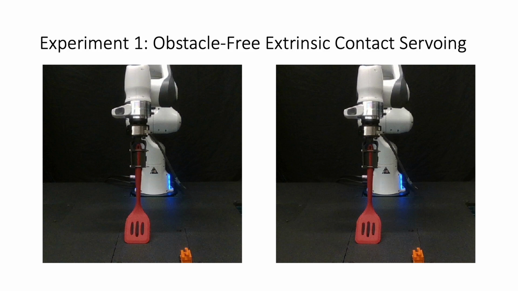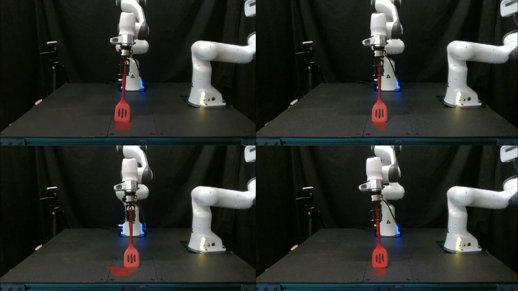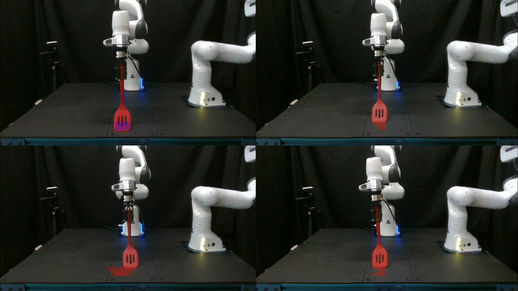The first experiment examines the method's ability to control contact in the obstacle-free environment. We specify diverse, desired contact trajectories for the controller to realize on the tabletop. Here we show multiple results for our method. Our results show our controller is able to accurately realize desired contact trajectories.